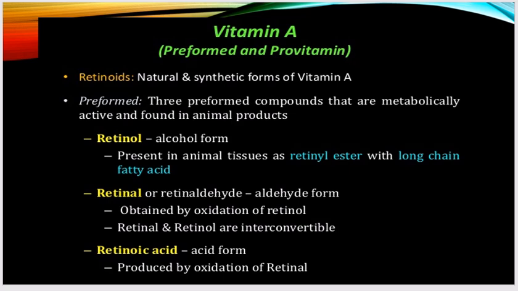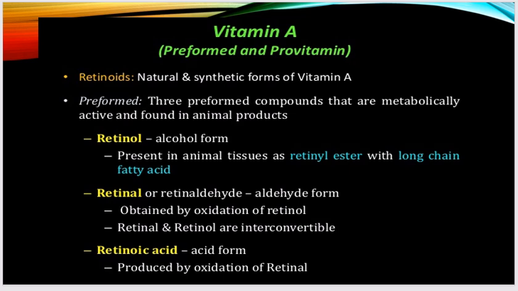The natural and the synthetic forms of vitamin A are known as the retinoids. The preformed forms of vitamin A are retinol, retinal, and retinoic acid. Retinol is the alcoholic form. It is present in animal tissue as retinyl esters with long chain fatty acids.